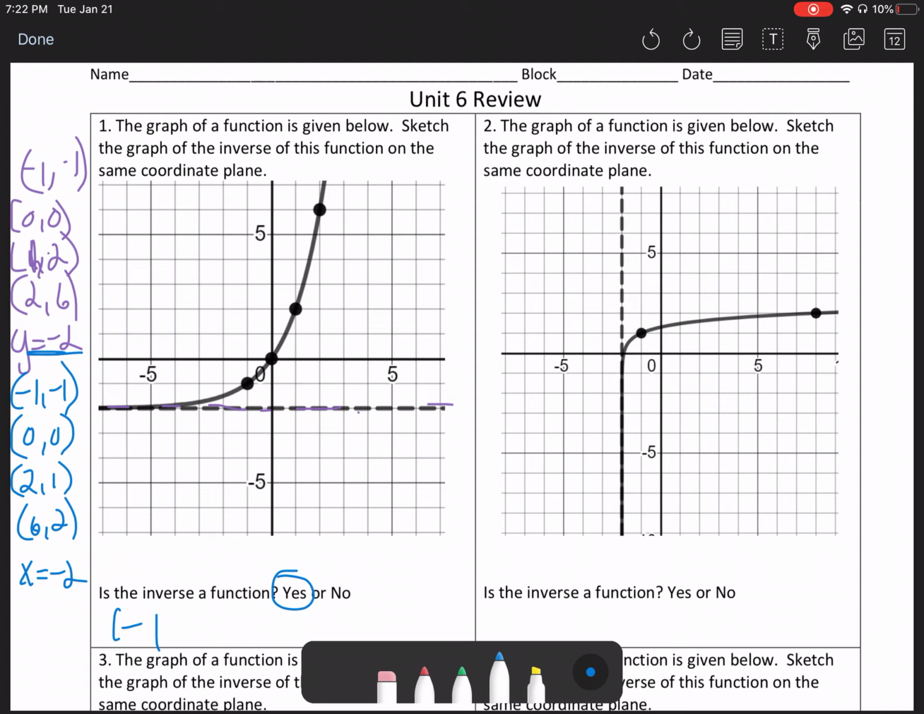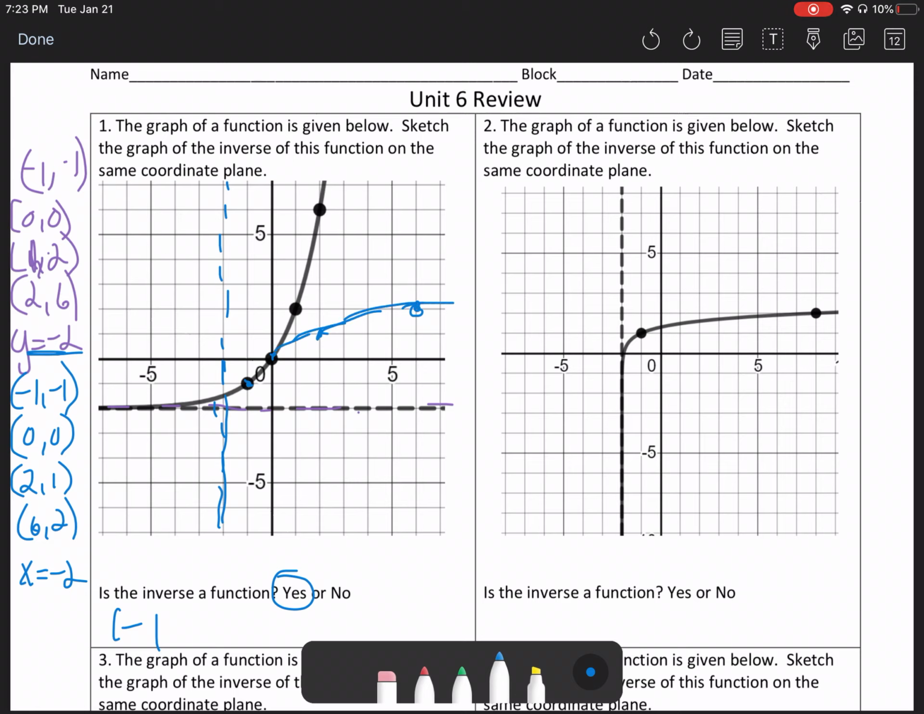Okay, so I'm going to start with my asymptote. This is the line x equals -2. Every point on that line has an x value of -2. So I know my graph is going to get closer and closer to that. I graph my points. There's my -1, -1 and my 0, 0, which isn't much different. I then have 2, 1, where they start to diverge, and then I have 6, 2. And so I connect them.